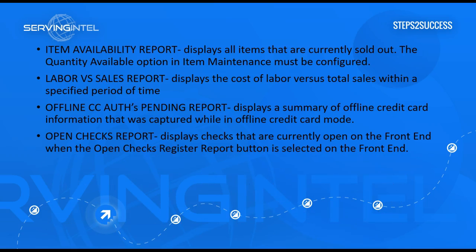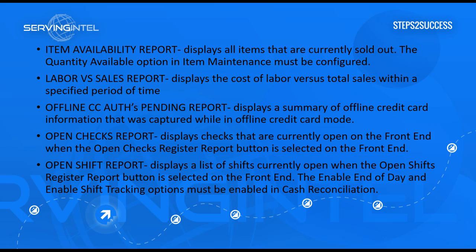Next, we have the Open Checks report. This displays checks that are currently open on the front end when the Open Checks Register report button is selected. The next report is the Open Shift report. This displays a list of currently open shifts when the button is selected on the front end.